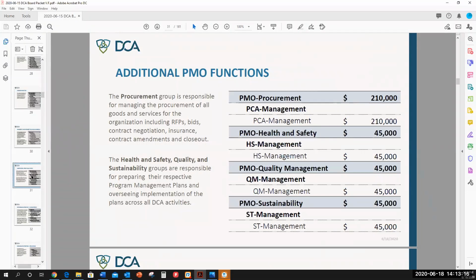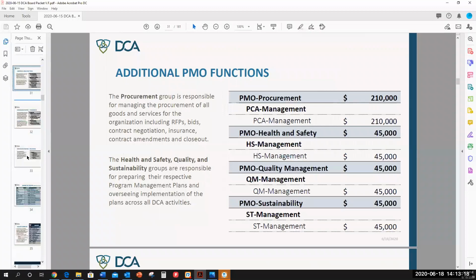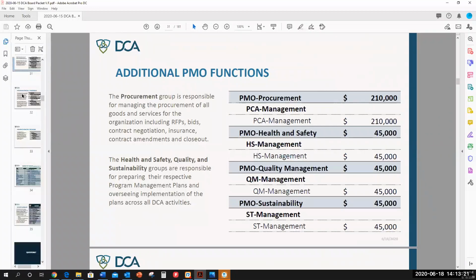There's 4 additional PMO functions that we're seeking a nominal amount of funding for: procurement, health and safety, quality management, and sustainability. These budgets will allow us to finalize our management plans in these areas and begin to develop our systems and tools for implementation before we move into the execution phase of the program. We don't anticipate doing a significant amount of procurement for the upcoming year. Most of the work is already under contract with existing vendors in the current fiscal year.